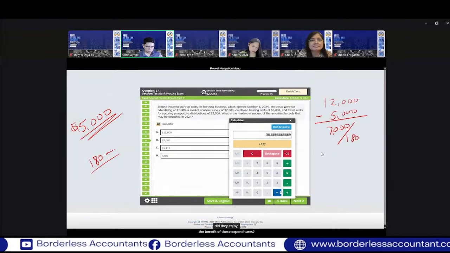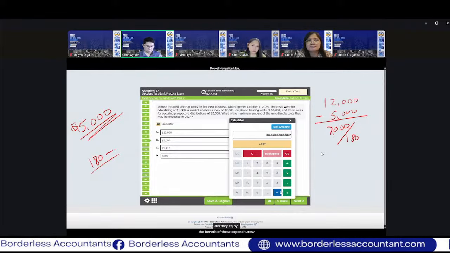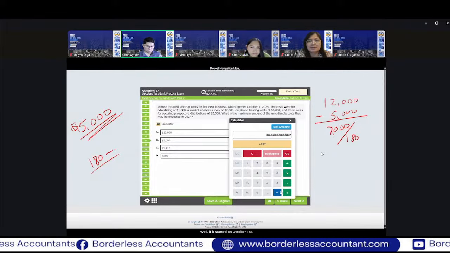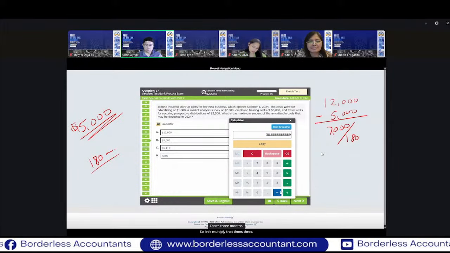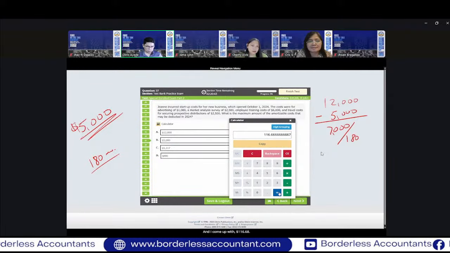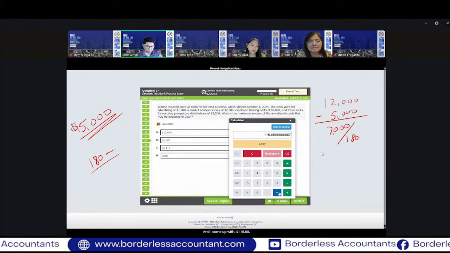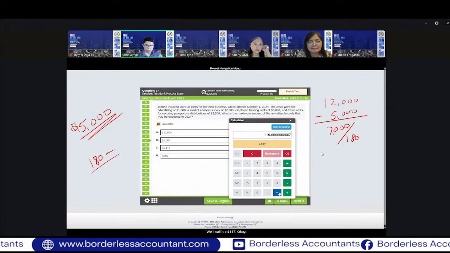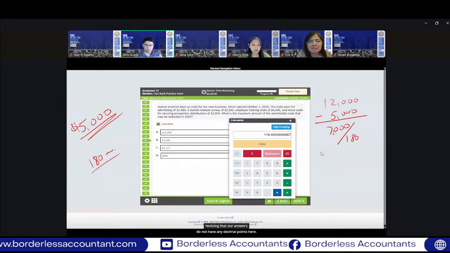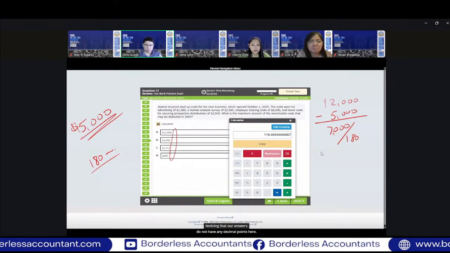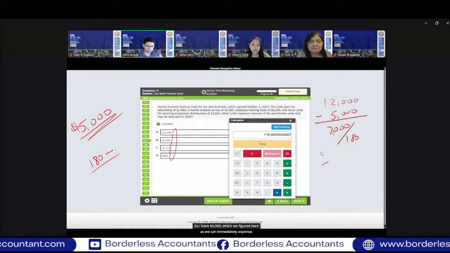And how many months did they enjoy the benefit of these expenditures? Well, if it started on October 1st, we're going to pick up the months of October, November, December, that's 3 months. So let's multiply that times 3. And I come up with $116.68. We'll call it $117, okay? Noticing that our answers do not have any decimal points here.